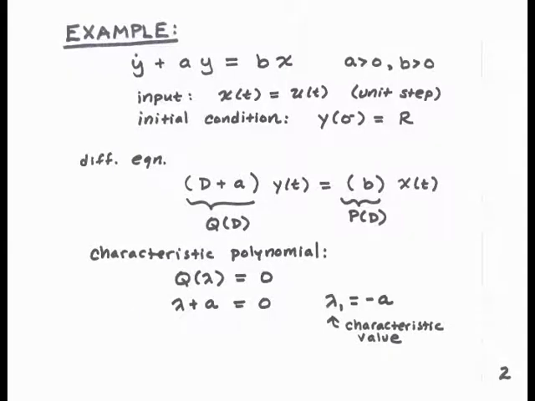So here's the example we'll study. The differential equation is y dot plus a y equals b x, and a is going to be greater than 0, and so will be b. The input x of t will be a unit step, u of t. And this is a first order differential equation, so we only need one initial condition. The initial condition is y at time 0 minus is equal to r. And r is just some number.